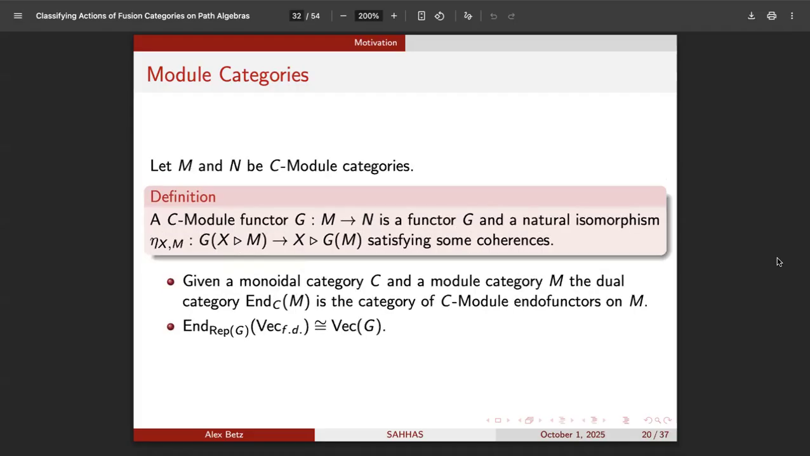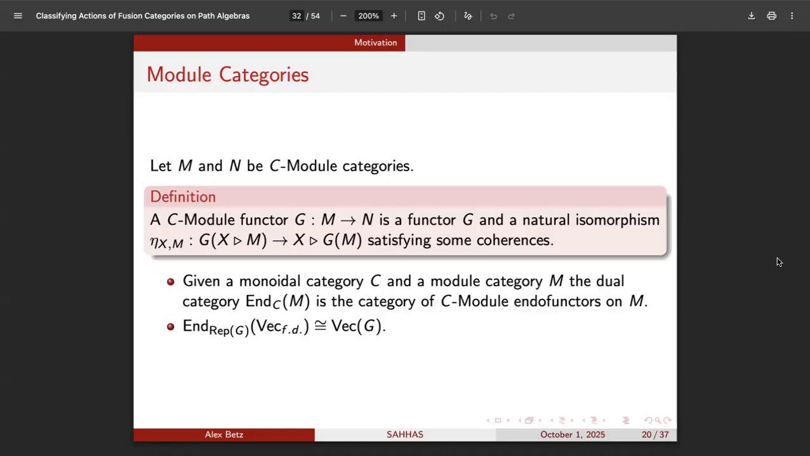One last category theory definition is that if we have two C module categories, we can define a C module endofunctor. This is kind of just a C module functor. It does what you expect a module functor to do. You would like it to be compatible with whether you multiply and then map, act and then map, or map then act, once again up to natural isomorphism, satisfying some coherences.